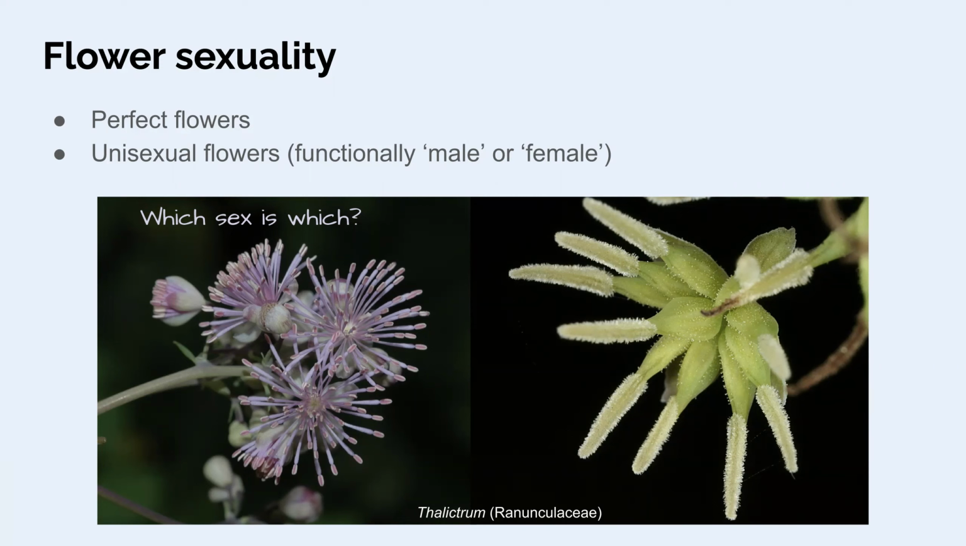Sometimes a bisexual flower, and a flower that has only male function or only female function is unisexual. This is a species that I've chosen to show you that has very reduced flowers. This is one that does wind pollination, so it doesn't have showy petals. Flower on the right, this is one flower, but you can't even see anything except this green organ.